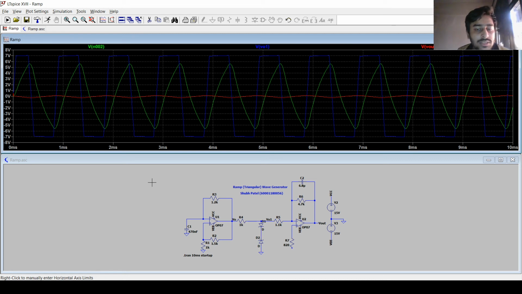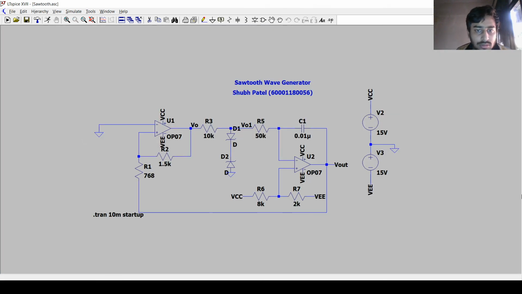Now we will see how to generate a sawtooth waveform. This is the sawtooth wave generator, and it will generate a sawtooth waveform with different offset time. This is due to the fact that the values of these two diodes are not similar, so the rise time and fall time will be different.